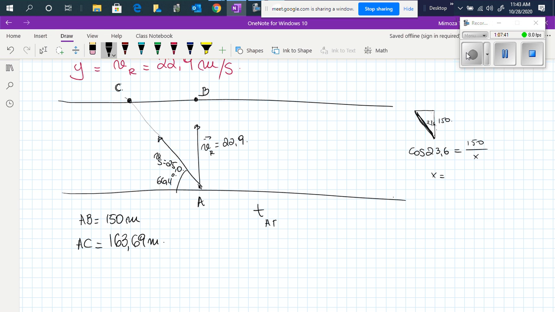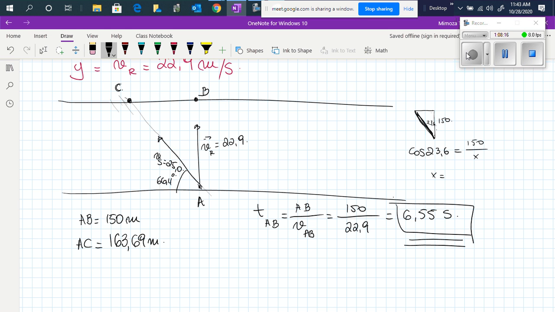Now time, as it is going from A to B, will be distance A to B over the velocity on A to B, which is 150 over the resultant velocity. So 150 divided by 22.9 is 6.55 seconds. And if you are using this, it will be the same time, but this in comparison to the time that we found in the previous case is less.